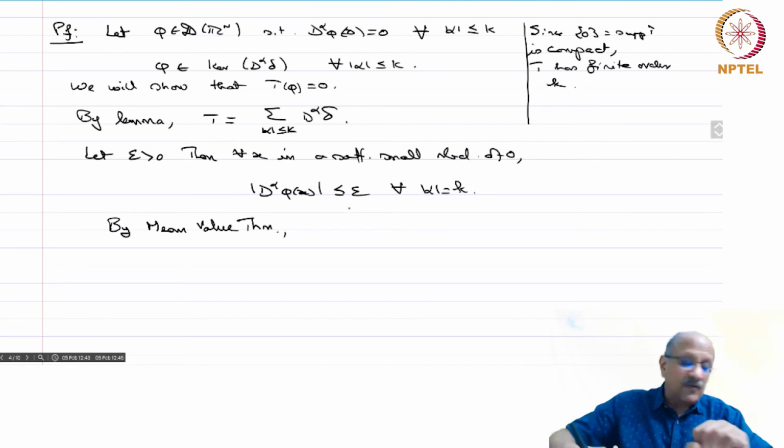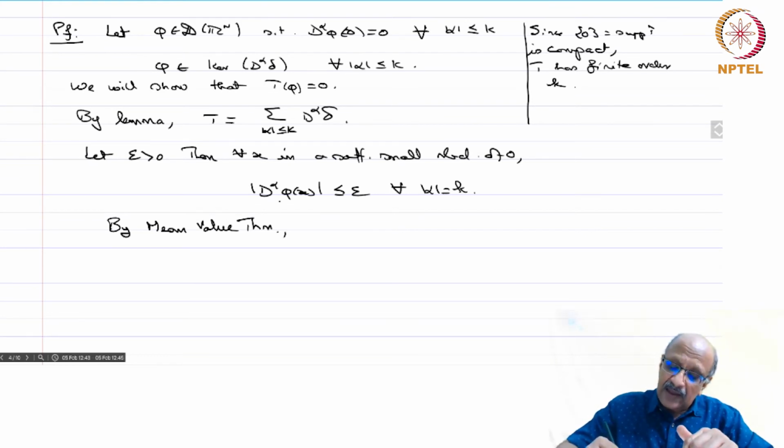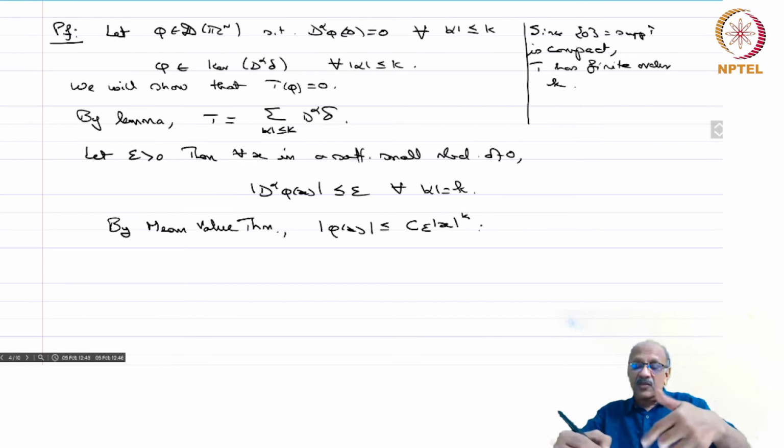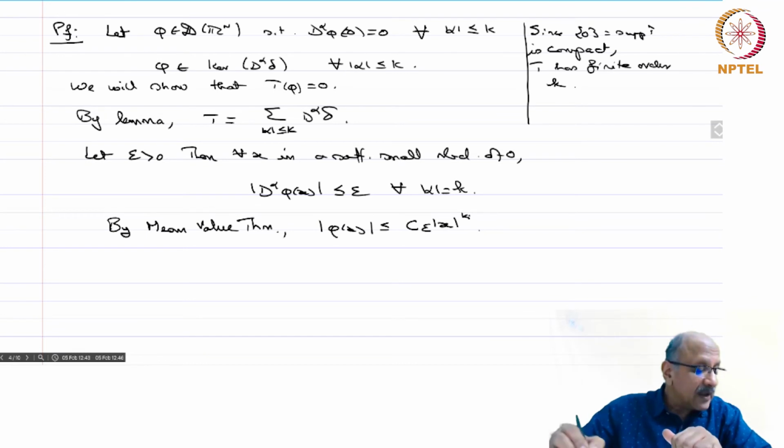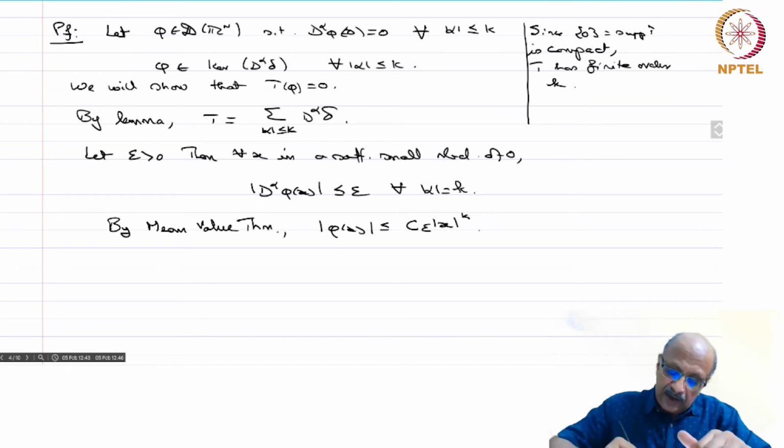since all derivatives up to order k are equal to 0 at the origin, and D^alpha phi(x) for mod alpha equal to k is less than or equal to epsilon, it follows that mod phi(x) is less than or equal to C epsilon times mod x to the power k. This is just the mean value theorem, which says you can estimate the function in terms of the derivative times the monomial concerned. Okay, so C greater than or equal to 0 depends on n and k.